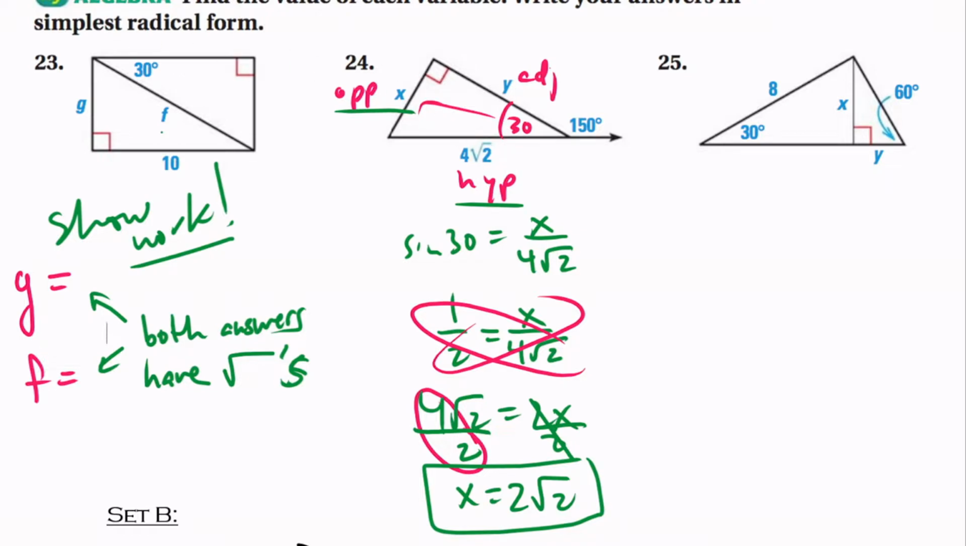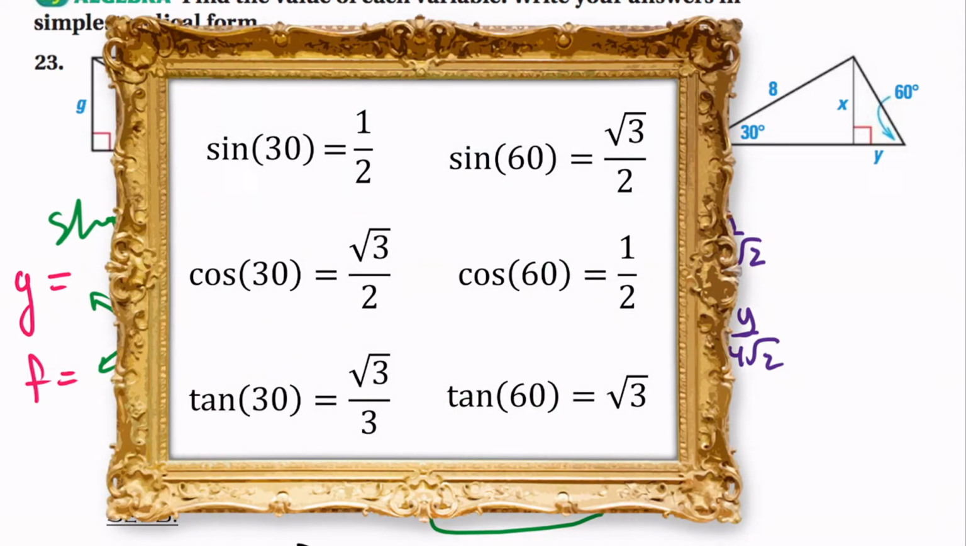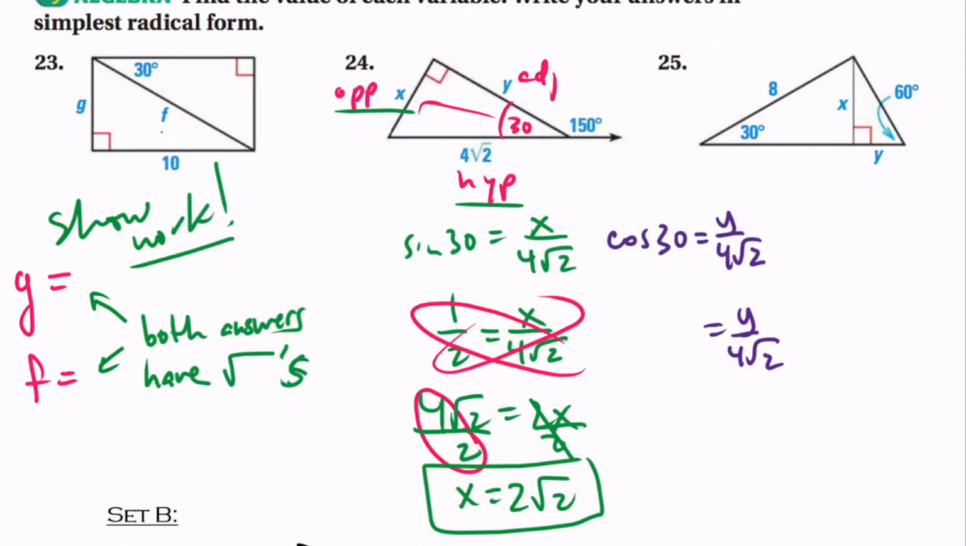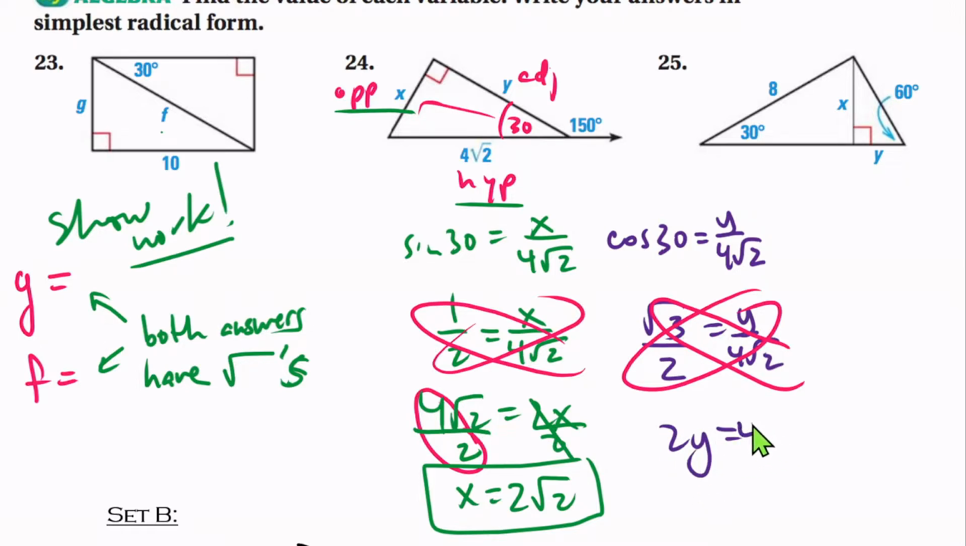use cosine. So the cosine of 30 is going to be the adjacent over the hypotenuse, and you've got to look up what is the cosine of 30. That is square root 3 over 2. And then here, remember how this works. When you cross multiply, of course you'll get 2y, but you'll get 4 times the square root of 3 times 2 together makes 6.